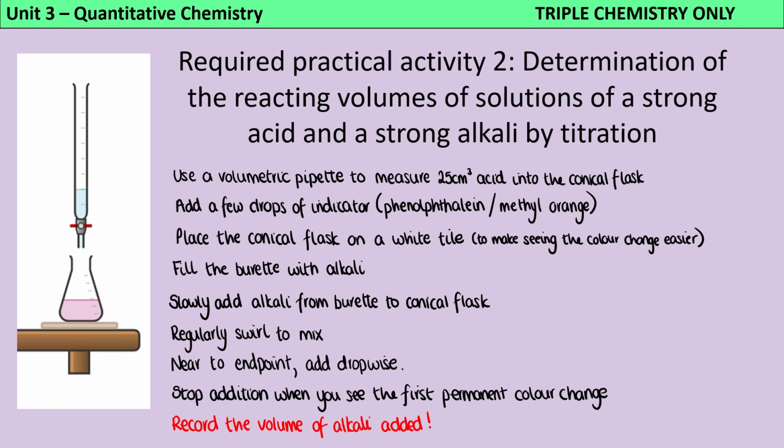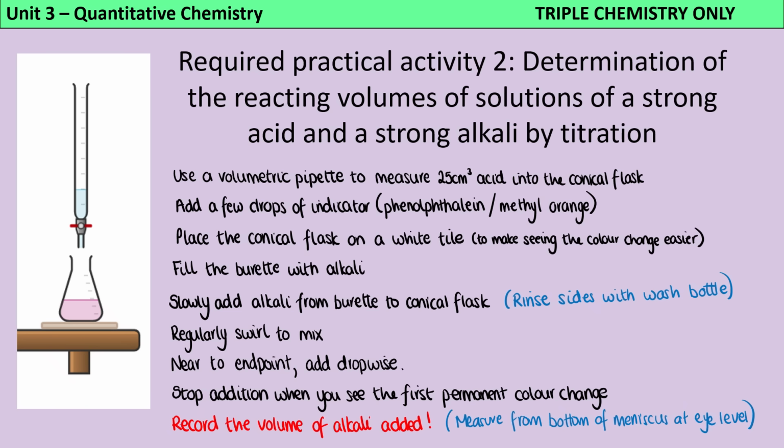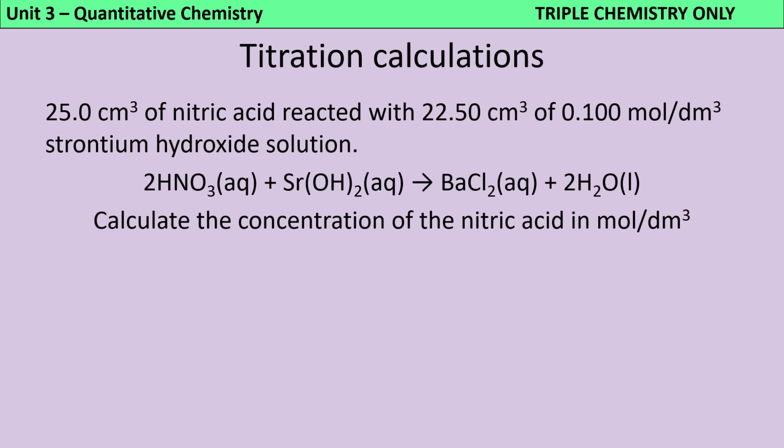You might also want to include some additional further details, like how you would rinse the sides of the conical flask with a wash bottle to make sure that all of the solution had gone down into that reaction, or how when you're reading off volumes, you would be measuring from the bottom of the meniscus with that at eye level. In titration calculations, there are 3 key steps.